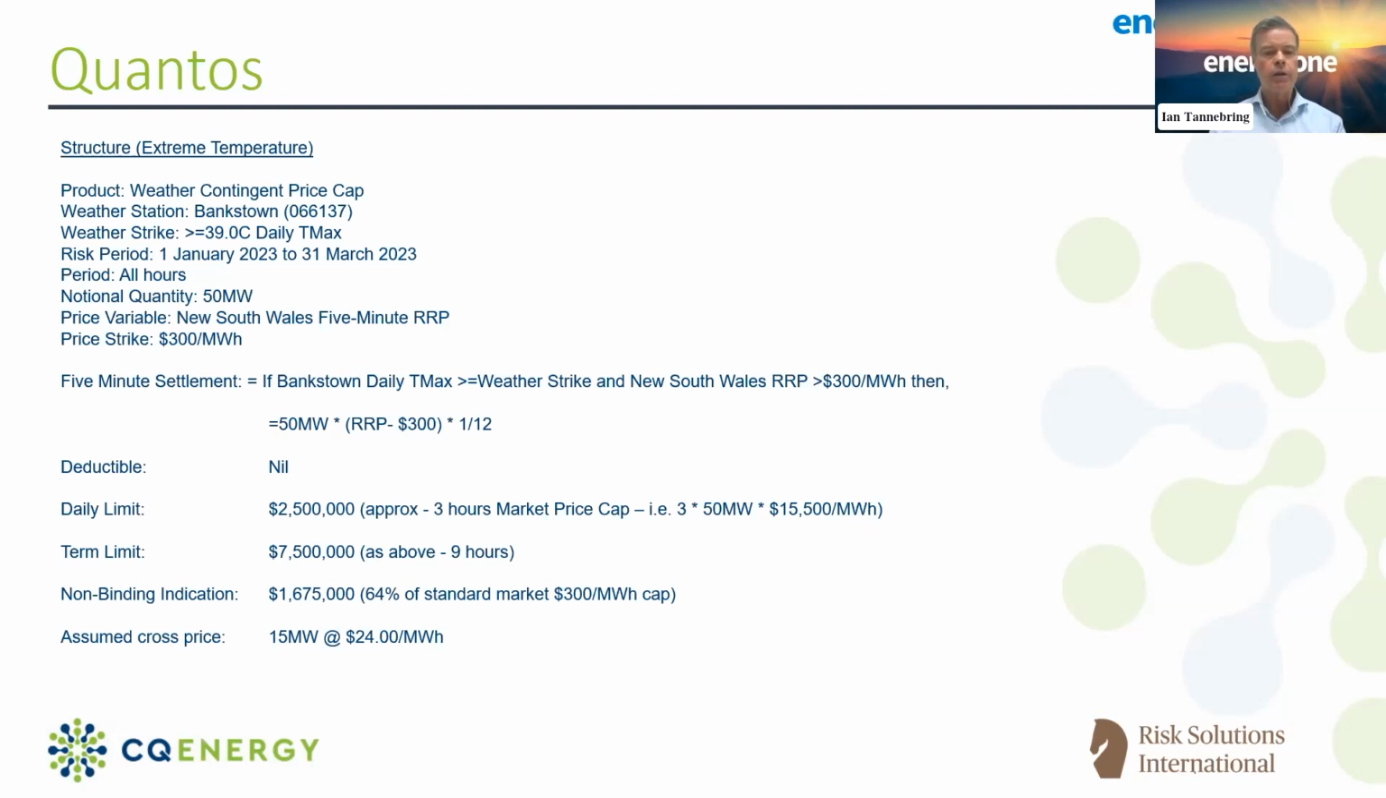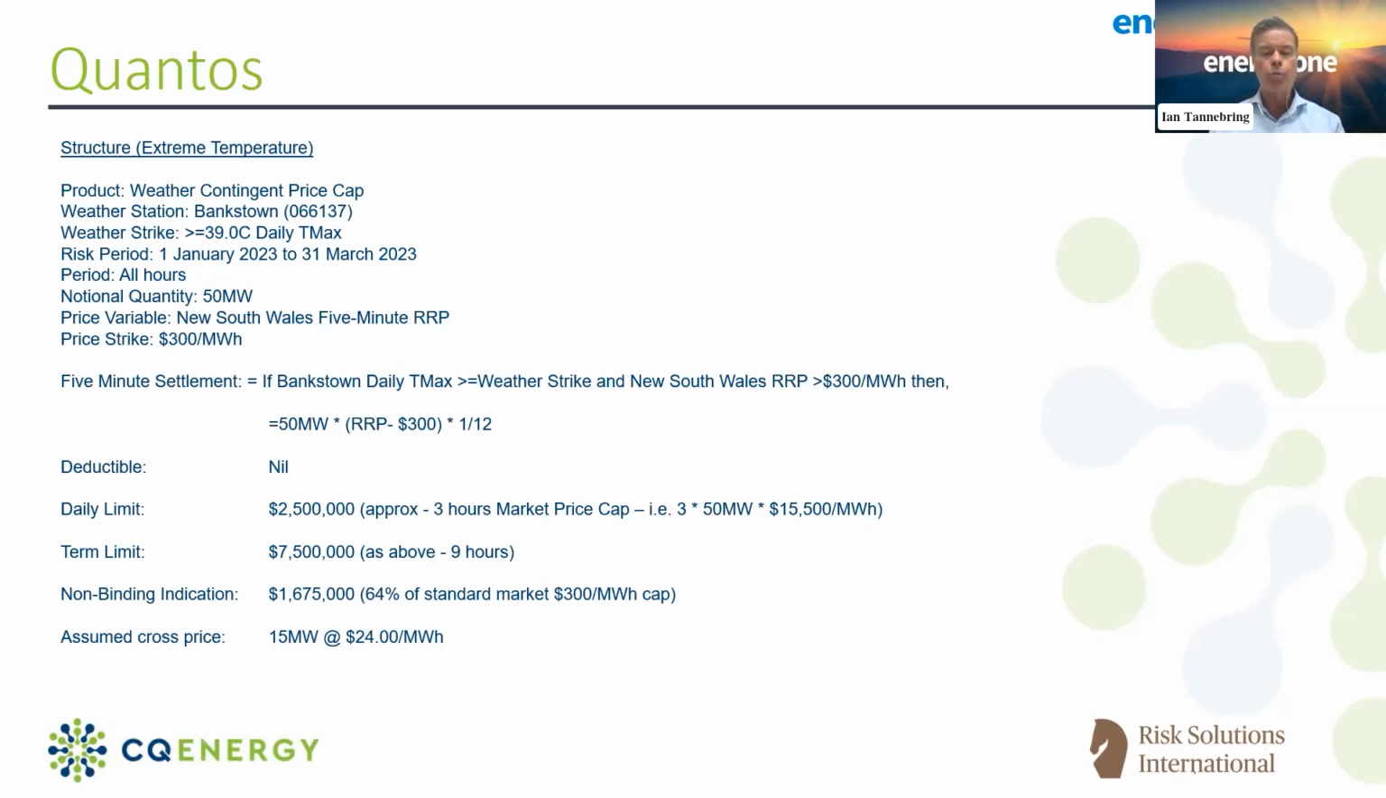So in this case here, the product would be triggered when a day is above 39. There's a 50 megawatt notional that they've purchased. They get paid for each 5-minute price when prices are above 300. They have a daily limit of 2.5 million, a 7.5 million term limit. And I've just given you an example non-binding indication there. And just to give you an example, this particular product was around 64% of the cost as compared to buying the standard market $300 cap.